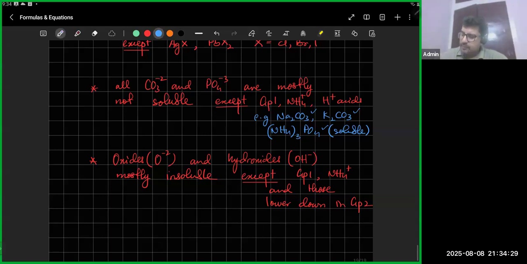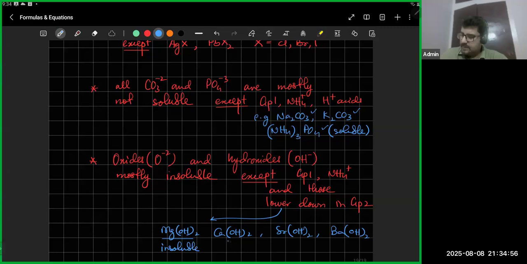I said those lower down in group 2, that is, like group 2 is magnesium hydroxide, and you've got calcium hydroxide, and you've got strontium hydroxide, and you've got barium hydroxide. The first one is completely insoluble. The second one is partially soluble. It doesn't really dissolve much, but it slightly dissolves. And lower down in group 2, these two are soluble.